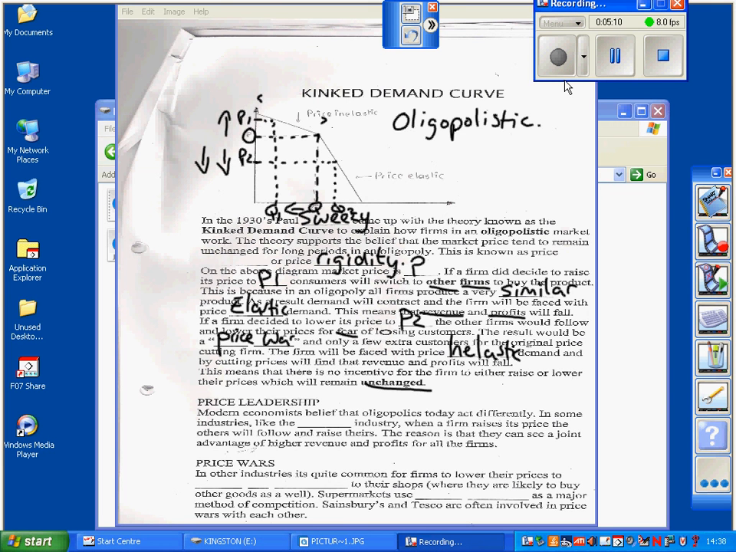Okay, so price leadership then. Modern economists believe that oligopolists today act differently. In some industries, like the steel industry, when a firm raises its price, the others will follow and raise their prices. The reason is that they can see a joint advantage of higher revenue and profits for all the firms.